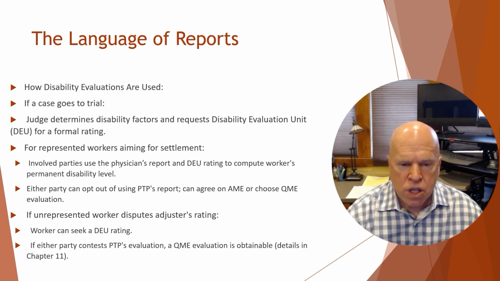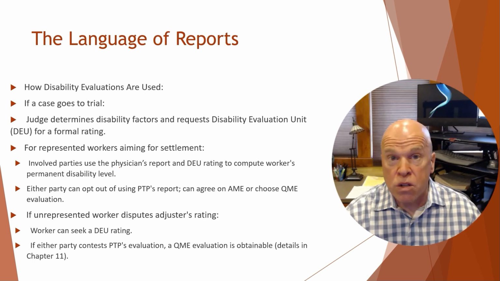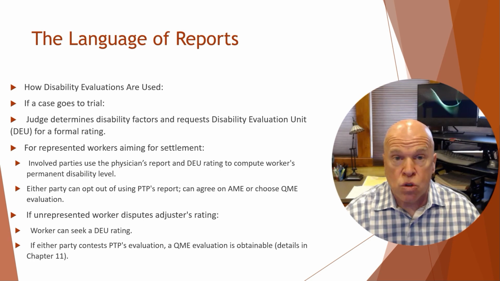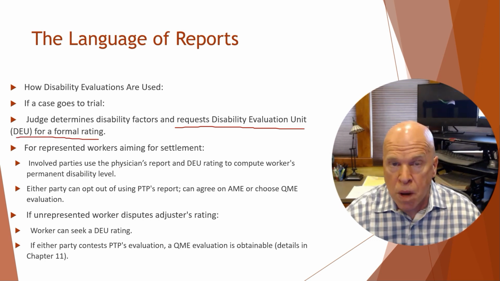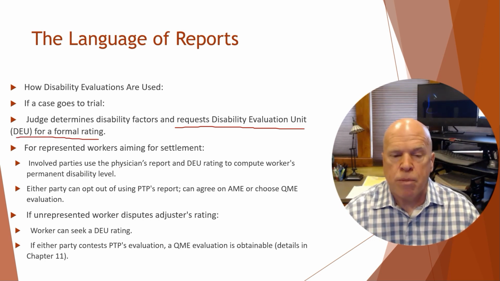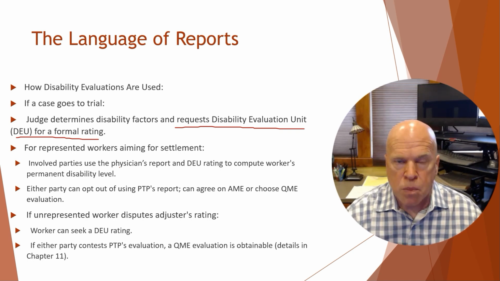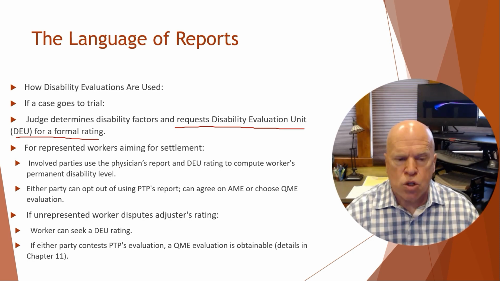then it's the judge that determines the disability factors. In other words, it gets very clear what it is that we as the qualified medical evaluator are describing as the disability factors or the impairment rating. And then the judge requests the disability evaluation unit for a formal rating to come up with the permanent disability rating for this examinee's particular situation. Okay, so once we have that rating, let's see what can happen depending upon whether the injured worker is a represented injured worker or an unrepresented injured worker.